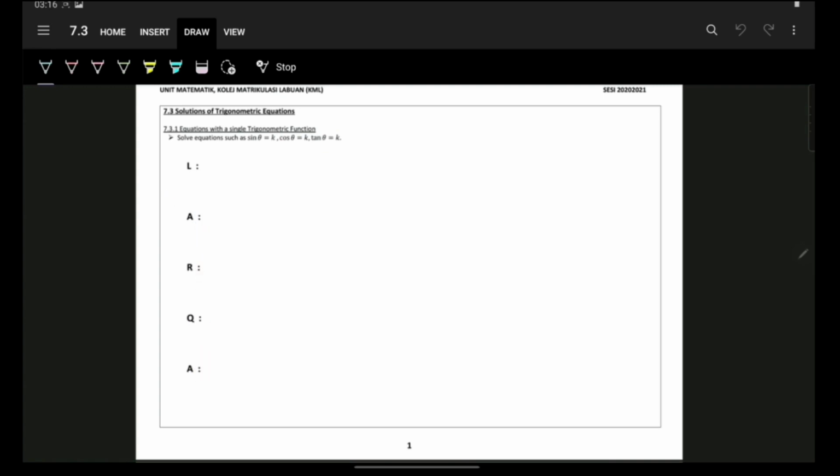So let us see what the first letter, L, represents. This represents the linear function. What is a linear function then? The function that we have must be in terms like this. For example, sine theta equal to 1/2, or cos theta equal to a negative value, for example like this.